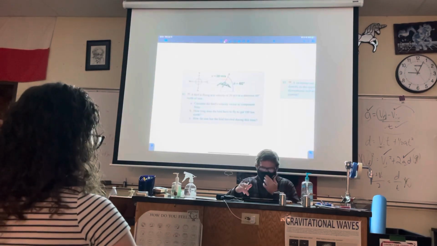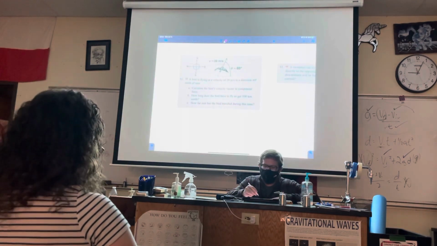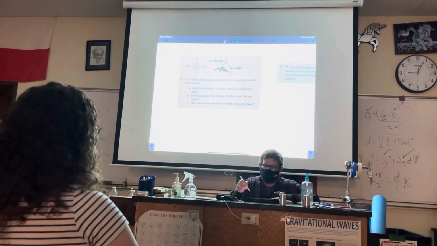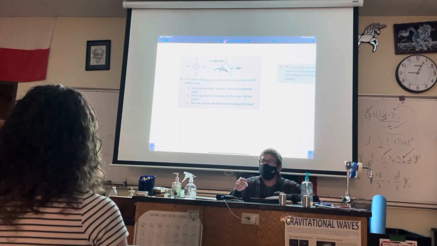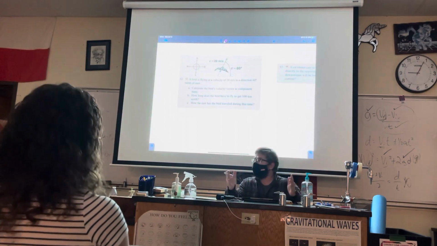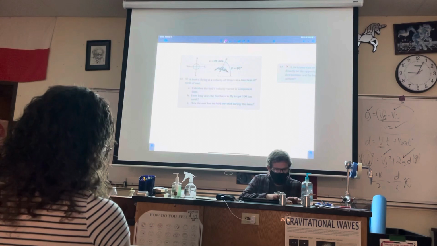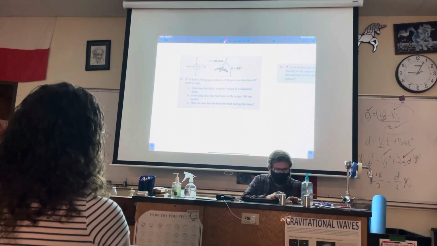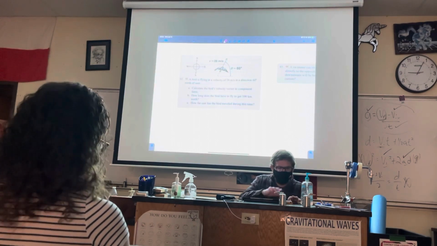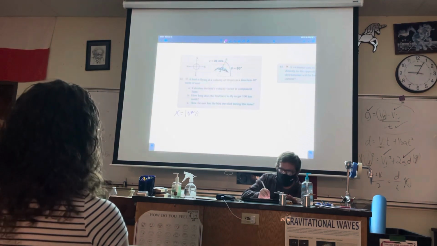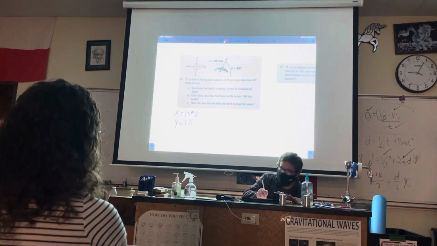Last three. Okay, so a bird is flying 20 meters per second at 60 degrees. Calculate the bird's velocity vector in component form. So for component form, just break it up. It should be 20 cosine 60, 20 sine 60. So x is going to be 10 meters per second. Y is going to be 17.3.